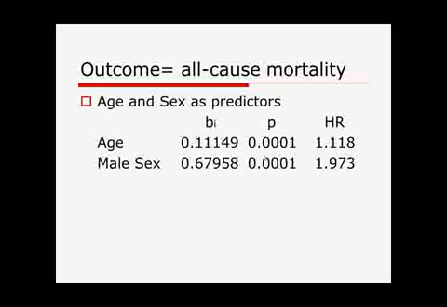The age parameter, another way to say this, is that each additional year of age is associated with 1.1 times your risk of all-cause mortality. Or you can say each additional year of age increases your risk about 12%. If you want to do it that way, that's perfectly fine too, adjusting for sex. Okay? Now, some of you are asking a few questions about this.